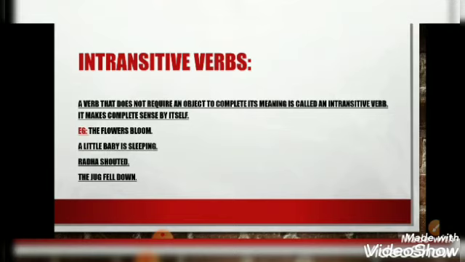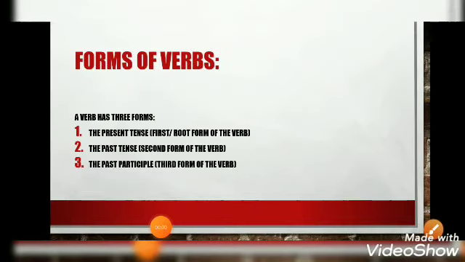The jug fell down. The jug is the subject and fell is the verb here. The jug fell down. यहाँ पर हमने कोई object use नहीं किया है, लेकिन हाँ we have used an adverb of place. तो the jug fell down. So it also does not require an object. So hence it is our intransitive verb.